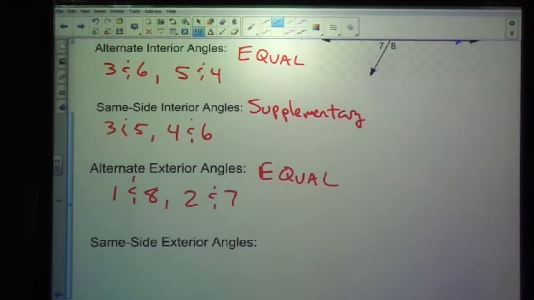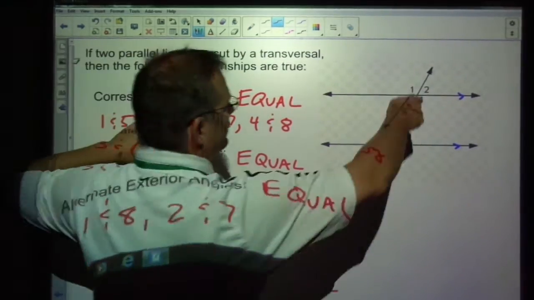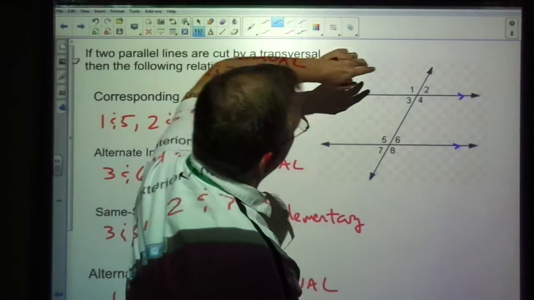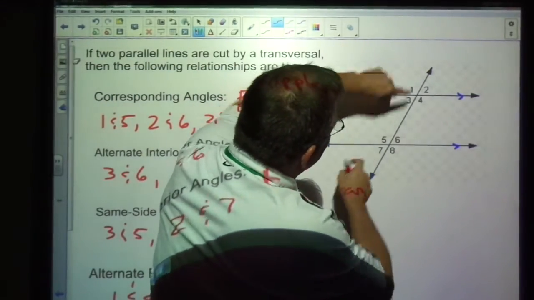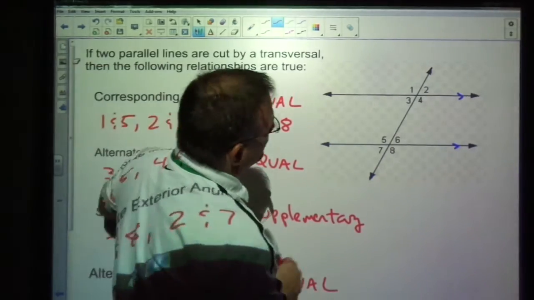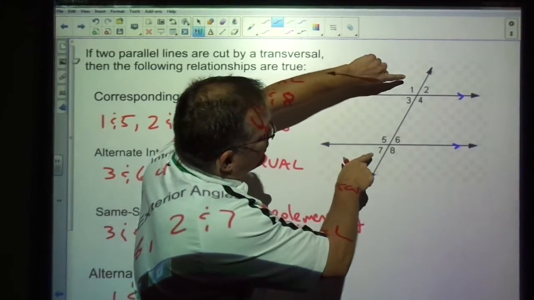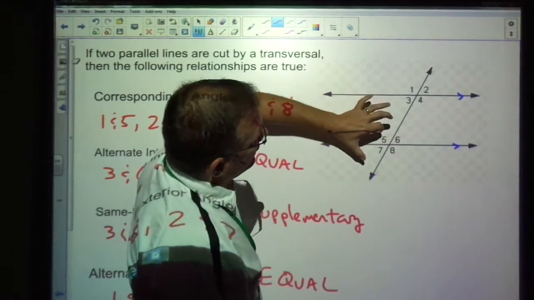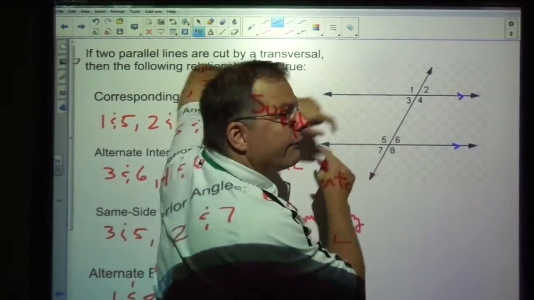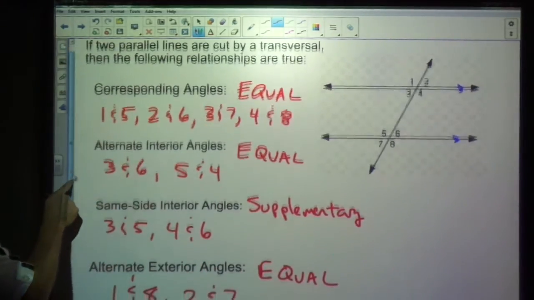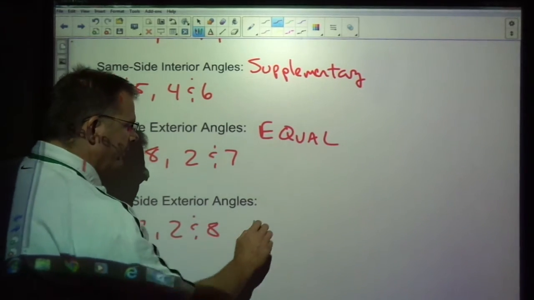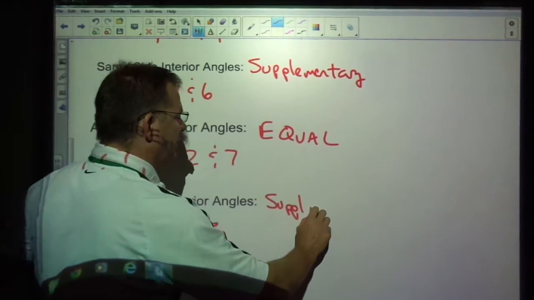The last one is same side exterior angles. Now we're talking on the same side of the transversal, but on the outside of the parallel lines. So we're talking about 1 and 7 are exterior, same side, or 2 and 8 also. Since 1 and 5 are corresponding, they're equal, and 5 and 7 are supplementary, so 1 and 7 must be supplementary. So we're talking 1 and 7, or 2 and 8, and they must be supplementary.